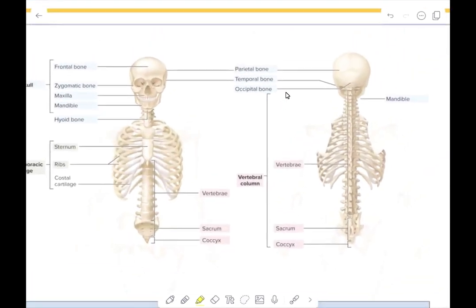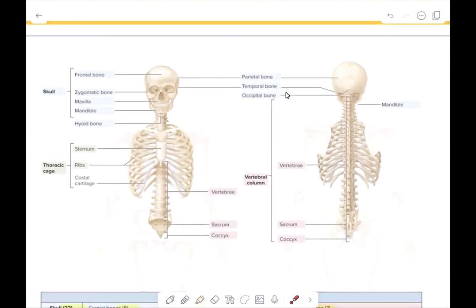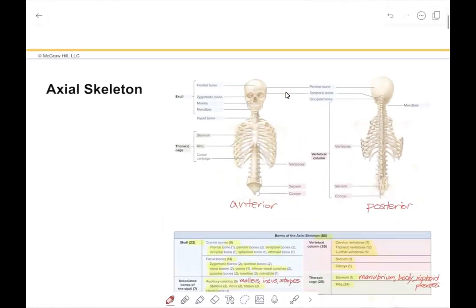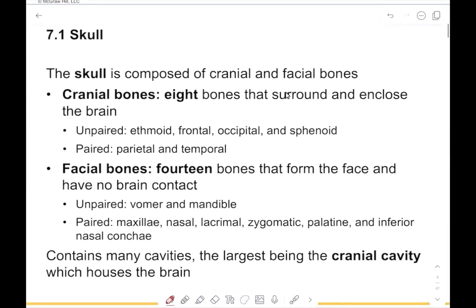So let's take a little closer look at this diagram to look at these. We have the skull shown here with different bones, the hyoid bone, the thoracic cage with the sternum, the ribs. And on the posterior view here, which we can see on this side, it's pointing out some of the skull bones as well as the mandible. And on the anterior view, we see different ones. So the skull is composed of these cranial and facial bones, what was kind of summarized on the previous slide.